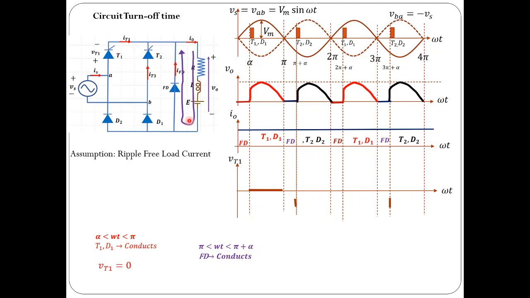That is this way. So from pi to pi plus alpha, the freewheeling diode is conducting. During this period, if you find the thyristor voltage, apply KVL for this path, through thyristor 1 and then through the load. You will see that VAB, the source voltage, is equal to VT1 plus VD1, thyristor 1 voltage plus diode voltage. Assuming the diode voltage is very small, most of the voltage drop takes place across thyristor 1. So that is what is shown here.